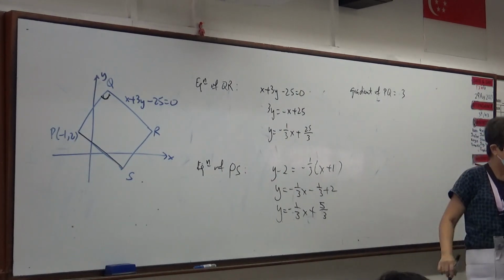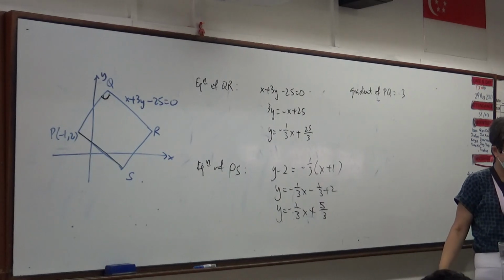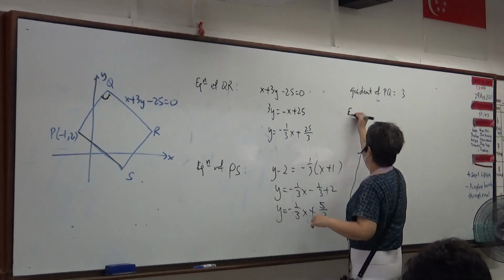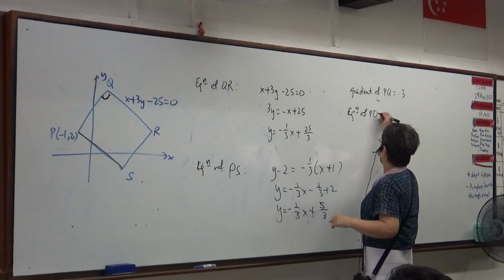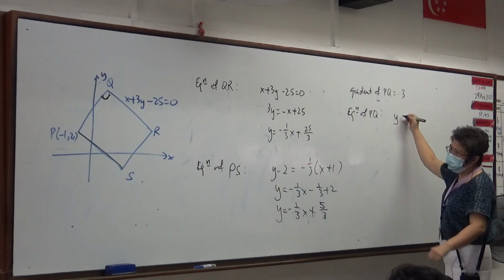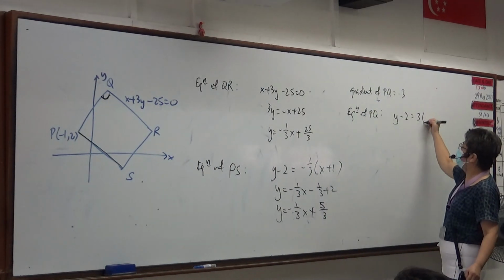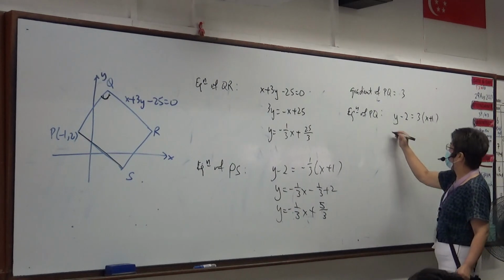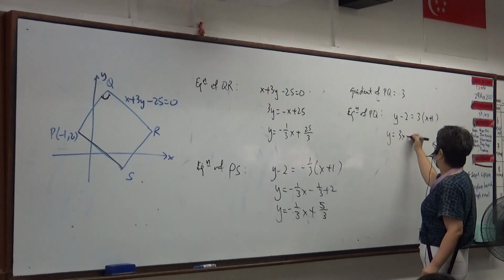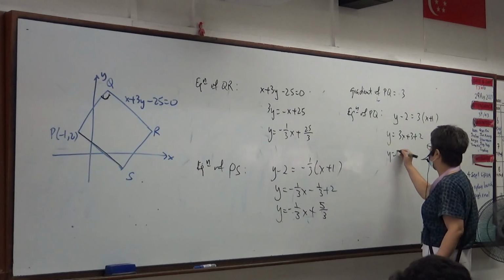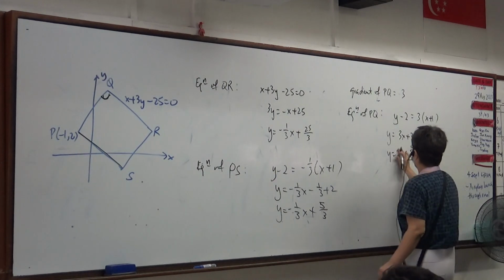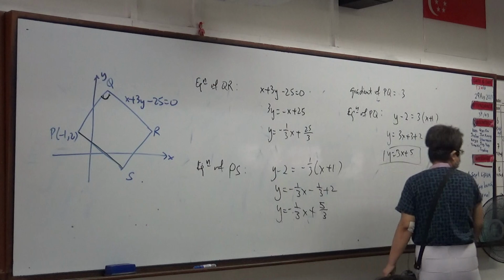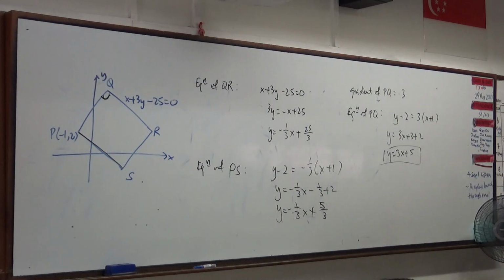PQ also passes through P, right? Everybody okay? So, the equation of PQ: y minus 2 equals 3 times (x plus 1). Do you agree? y equals 3x plus 5. Everybody clear so far? Can or cannot?